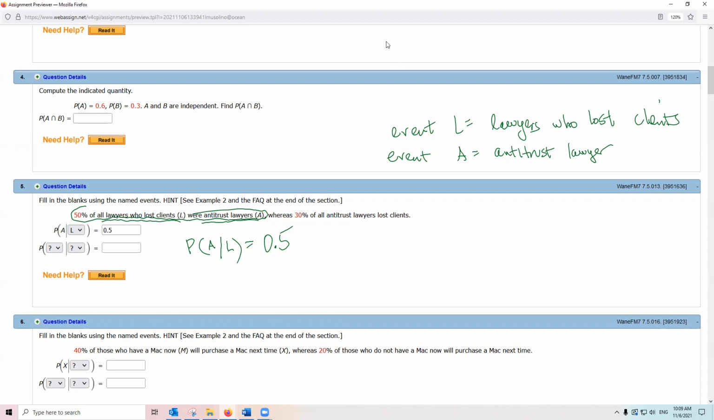Let me go to the second sentence. I'll circle it in blue. The second sentence says 30% of all antitrust lawyers lost clients.